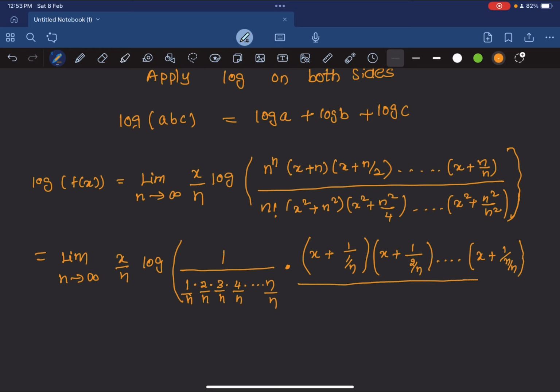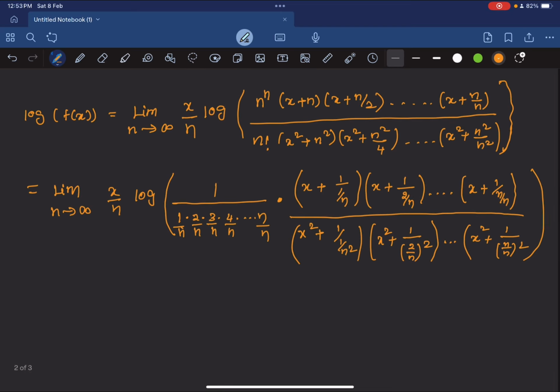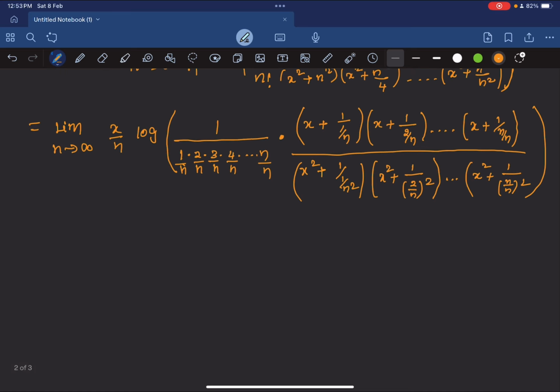Let us do the similar thing with the denominator as well. So here we have x square plus n square. I am writing n square as 1 upon 1 by n square. And x square plus 1 upon 2 by n whole square. And so on. This will be x square plus 1 upon n by n whole square. Alright. So this is what we have got so far.